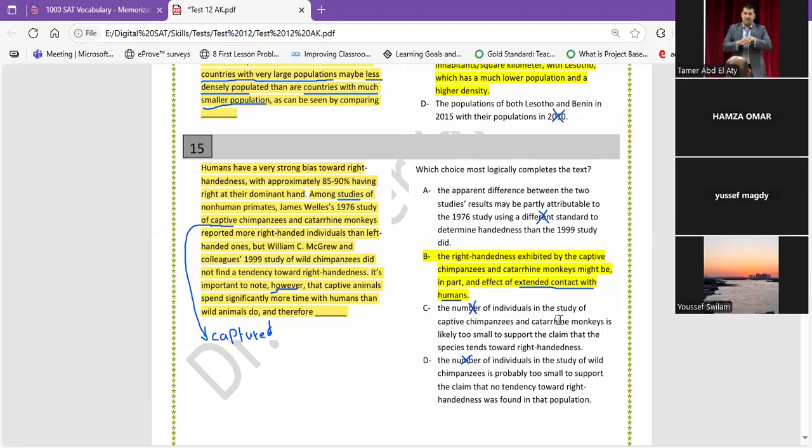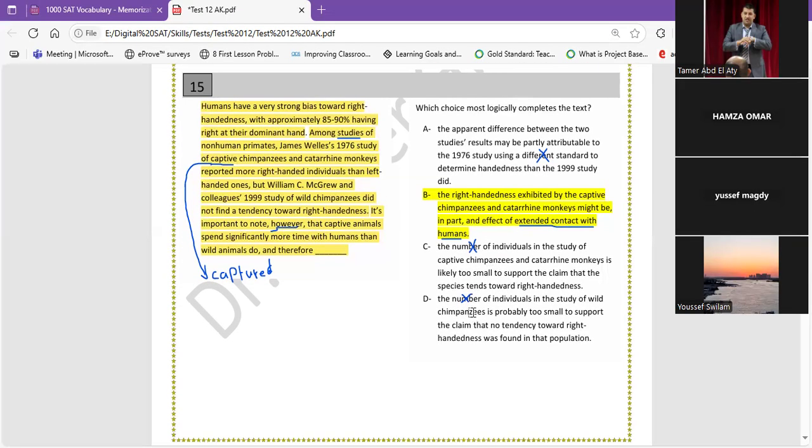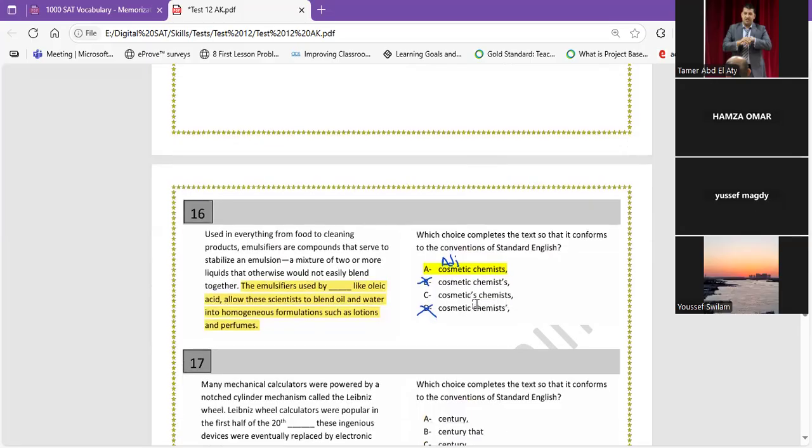The number of individuals in the study of captive chimpanzees and catarrhine monkeys is likely too small to support the claim that the species tend toward the right hand. We didn't talk about any numbers, so no. The number of individuals in the study of wild chimpanzees, again, we didn't talk about any number, is probably too small to support the claim that no tendency toward right-handedness was found in that population. So again, no. Now we go to domain 4.